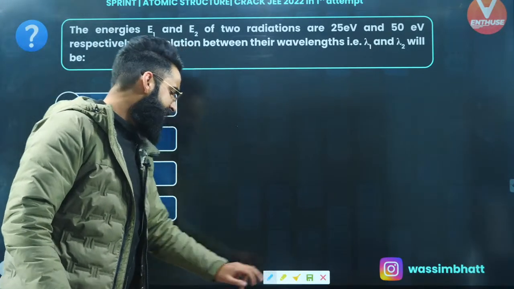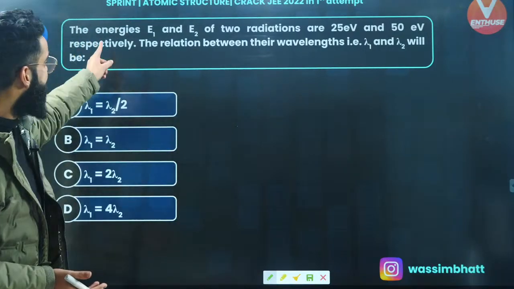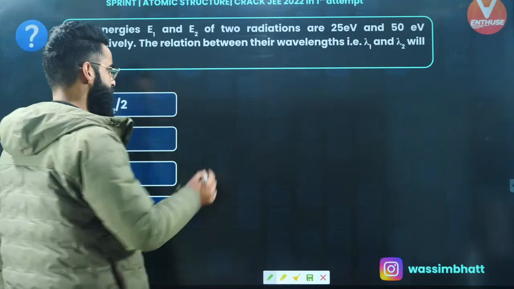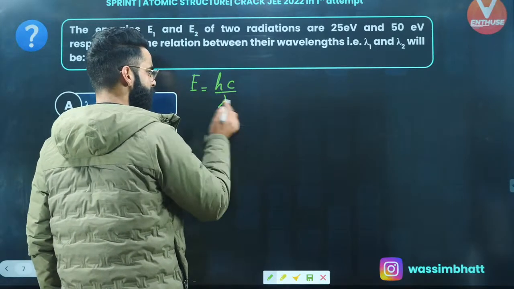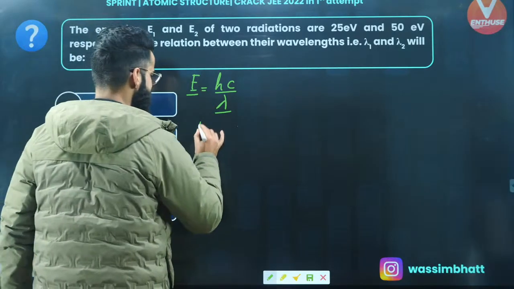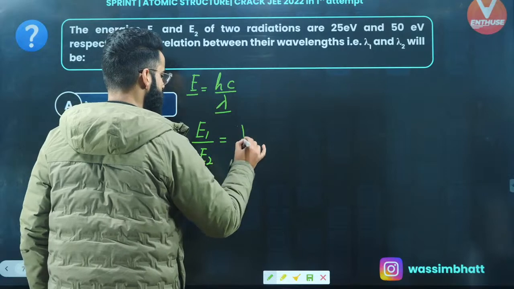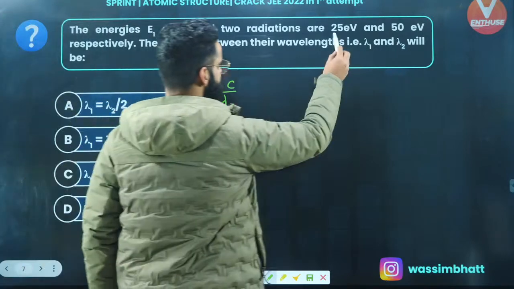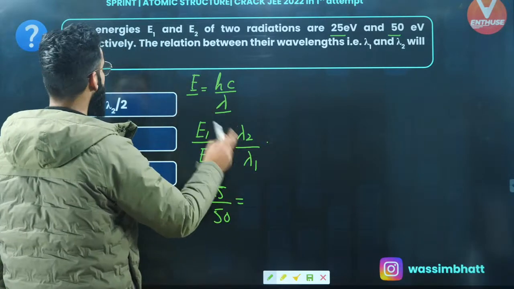Well, as you all must be knowing, the energies E1 and E2 of two radiations are 25 electron volts and 50 electron volts. You guys will be knowing energy E is equal to hc divided by lambda, or you can say energy of the radiation is inversely proportional to its wavelength, right? Can I simply say E1 divided by E2 will be equal to lambda 2 divided by lambda 1? Perfect. Now E1 value is given as 25, E2 is 50, so 25 divided by 50 is equal to lambda 2 divided by lambda 1.